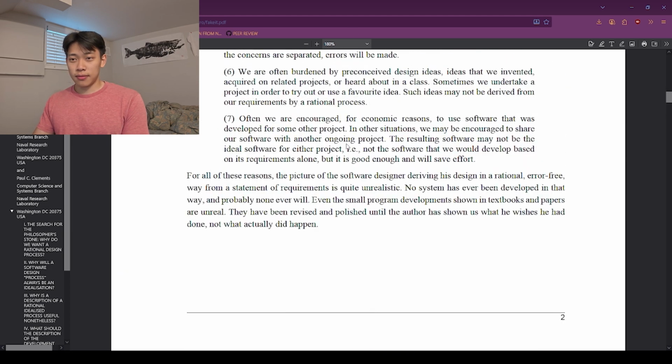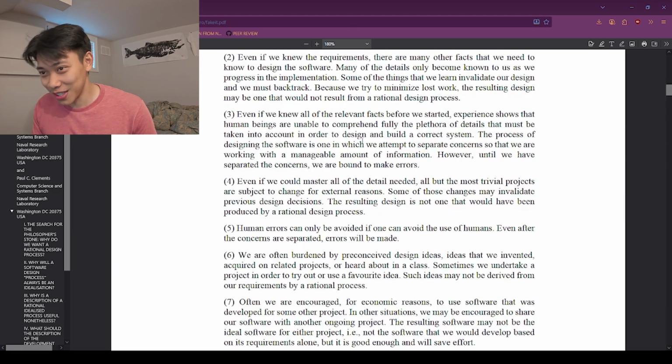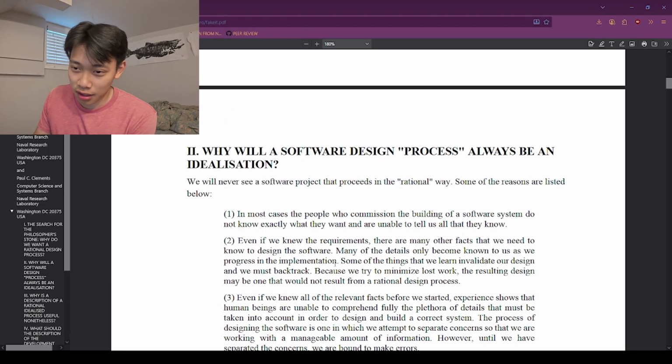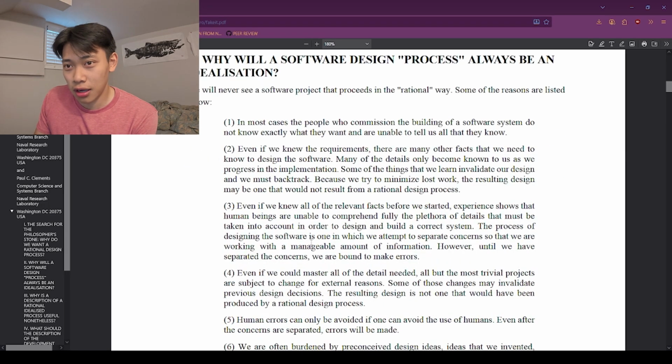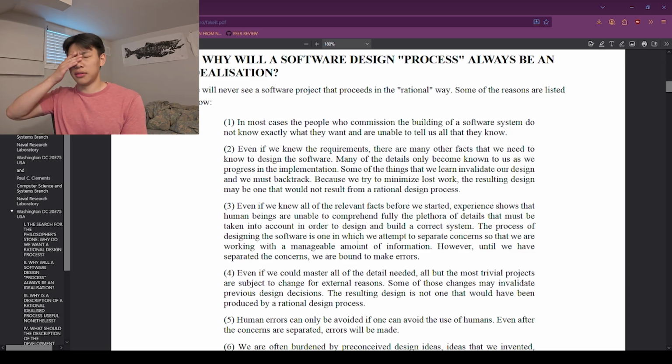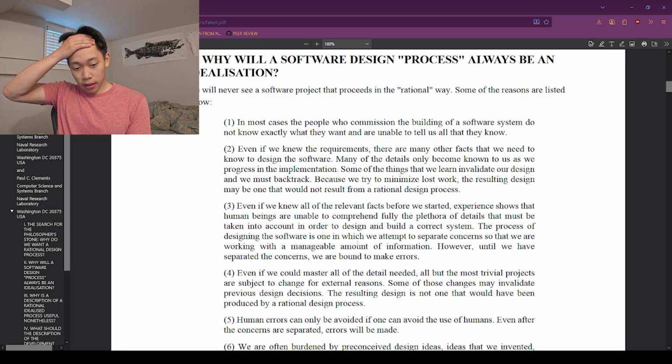Okay. Again, I don't have too much to add to this, but this is fair. I think this is touching on why it isn't attainable. Yeah, I don't have anything to add.